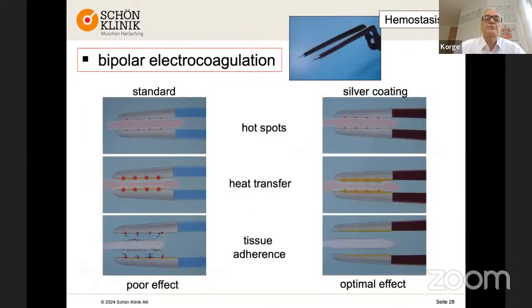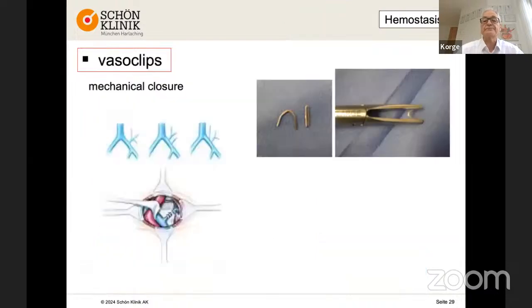If you have standard bipolars, that is on the left side, you see that if you have your coagulation with the heat transfer, and it's a standard bipolar, then after releasing it, you have tissue adherence and your heat transfer and the hotspots, they rupture. So you should always go for a silver coating, because then if you open your bipolar pincet, you do not have the problem.